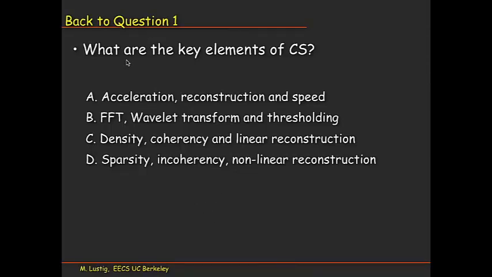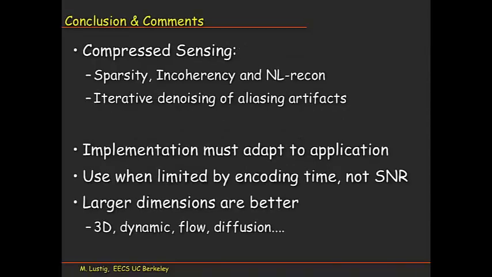So back to question 1. What are the key elements of compressed sensing? A, acceleration, reconstruction and speed. B, FFT, well, just read it. Oh, come on. Do it again. No. All right. I guess you can never.